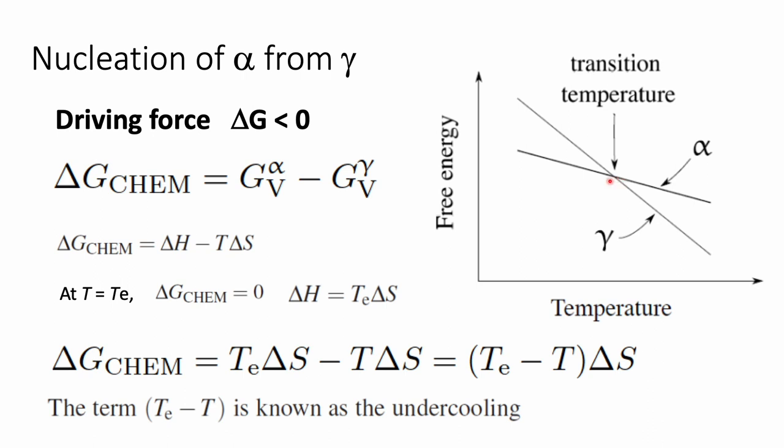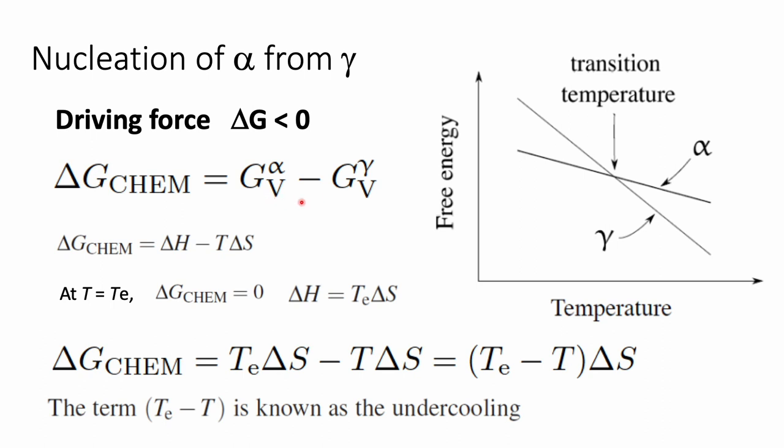Similar story, if we talk about the temperature above this transition temperature here, you can see gamma phase has a lower free energy compared to alpha. That's the reason when we write the delta G free energy change, we will use the final state free energy minus the free energy at the beginning. So in this case, we talk about the transition from gamma to alpha. That's why we need to use the free energy of alpha phase minus the free energy of the gamma phase.